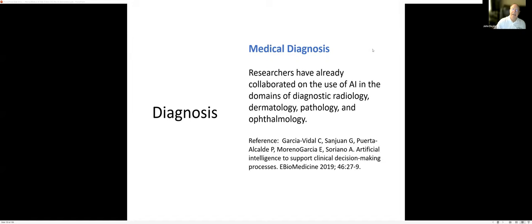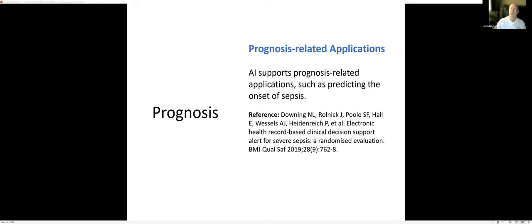So again, medical diagnosis is one important avenue where AI is turning out to be useful. Diagnostic radiology, we saw, but also in dermatology, pathology, and ophthalmology, which we don't have time to go into, as well as predicting the onset of sepsis, for example, or readmission to hospital. Prognosis is another AI application.